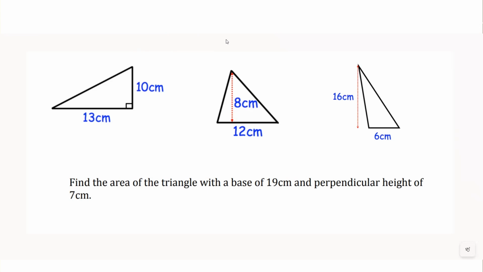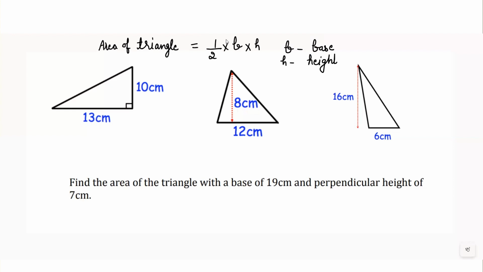Hello everyone. Today we will learn how to find the area of a triangle, trapezium and a parallelogram. So you can see on the screen there are some questions where we need to find out the area of a triangle. The formula for the area of a triangle is area of triangle equals 1 by 2 into B into H, where B represents base and H represents height.